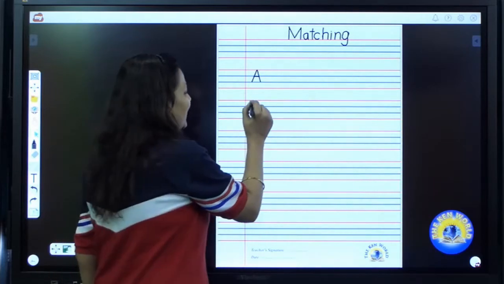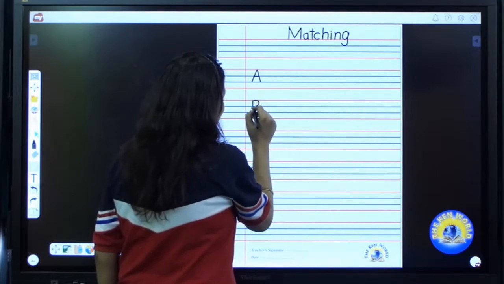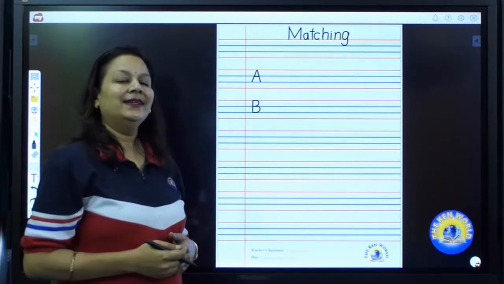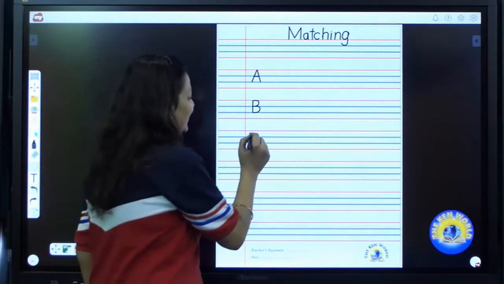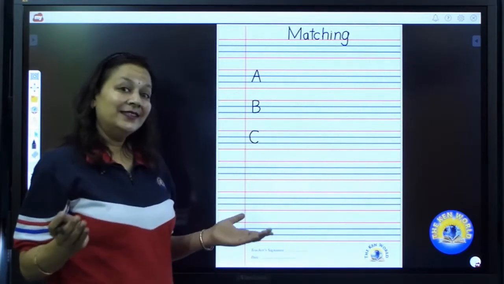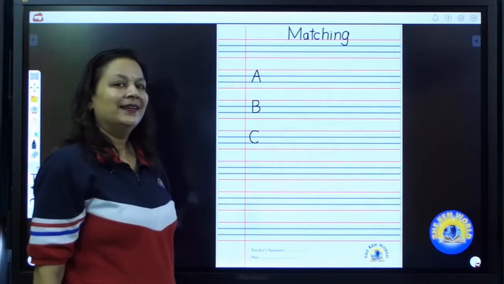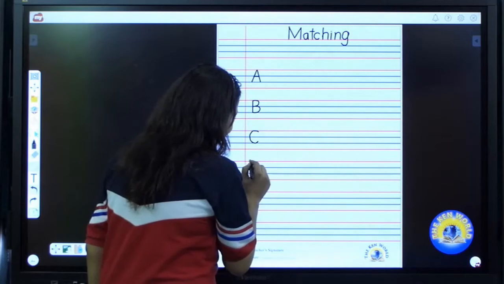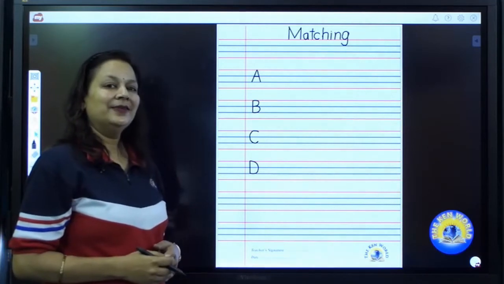Now write B. Now it's your turn to write B. Done? The next letter is C. Now it's your chance. Write C properly. Done. The next letter is D. Now it's your turn to write D.